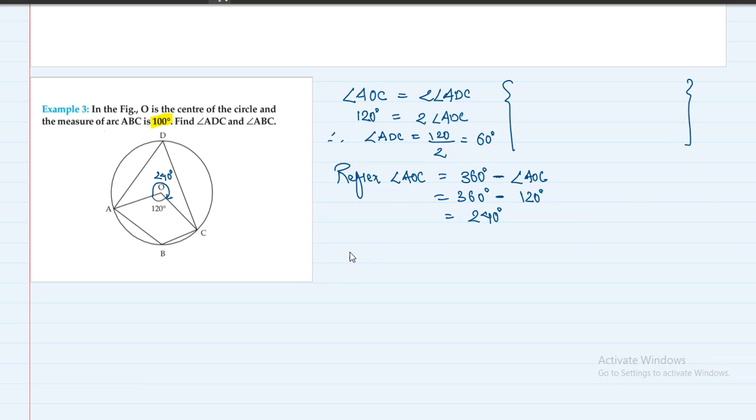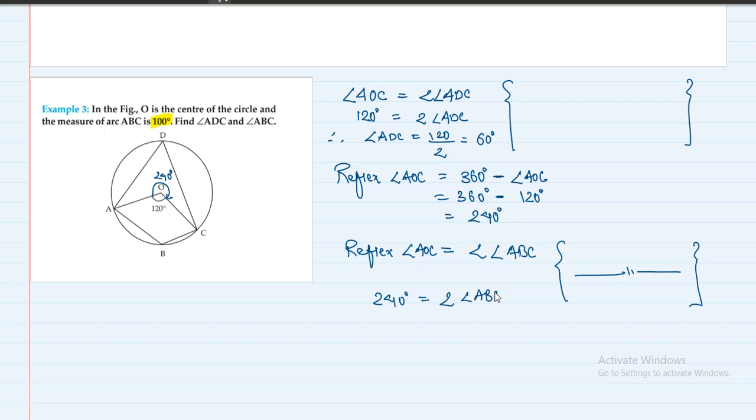ठीक है. अब देखो, रिफ्लेक्स एंगल AOC इज इक्वल टू 2 टाइम्स एंगल ABC. रीजन क्या है? रीजन है एंगल सबटेंडेड बाय एन आर्क एट द सेंटर इज डबल द एंगल सबटेंडेड बाय द सेम आर्क एट द रिमेनिंग पार्ट ऑफ द सर्कल. सेम थियरम जो ऊपर था वही थियरम हमें यहां भी लिखना है. सो रिफ्लेक्स एंगल AOC तो मिल गया. कितना है? 240 डिग्री इज इक्वल टू 2 टाइम्स एंगल ABC. सो एंगल ABC इज इक्वल टू 240 बाई 2 विच इज 120 डिग्री. एंगल ABC कितना आएगा? 120 डिग्री.